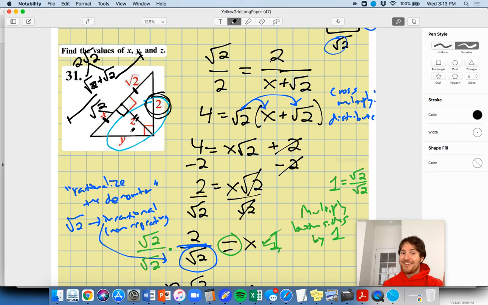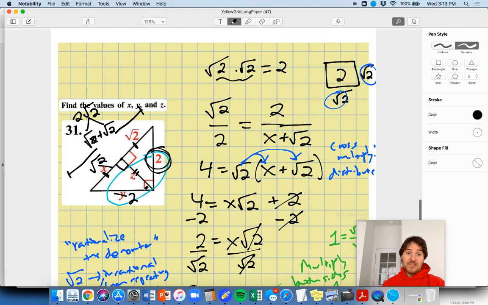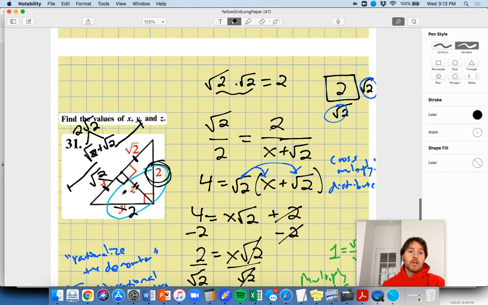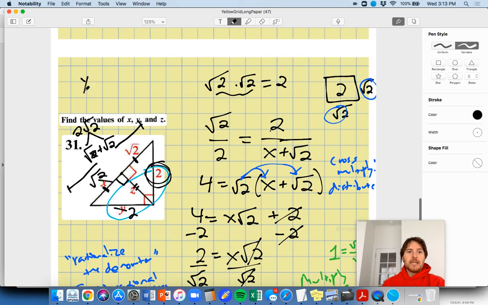What else is 2? Y is 2. There you go. Y is 2. You could have solved for Y equals 2, though, by geometric mean stuff. So maybe I'll model that as well for you here. Y is the geometric mean between root 2 and the hypotenuse, which is 2 root 2.